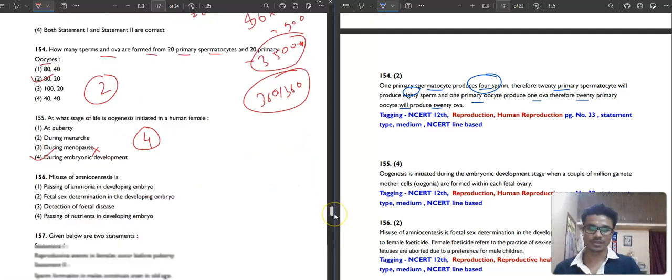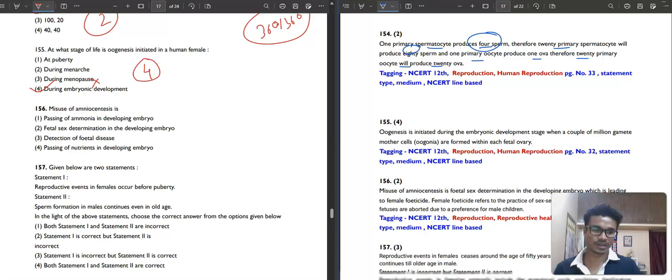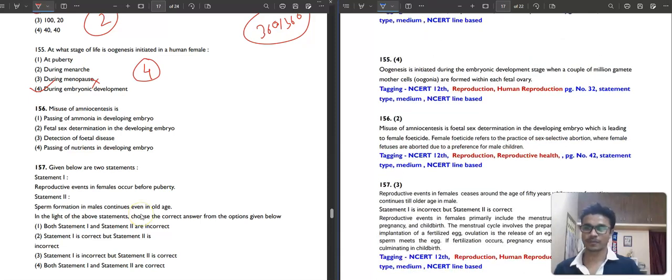Then question number 156. It is asking about misuse of amniocentesis. What is amniocentesis? That is a process to detect something. Passing of ammonia in developing embryo? That is actually not a misuse. Fetal sex determination is banned in India, so this is a misuse, because that leads to female feticide. Detection of fetal disease is absolutely correct, that is the correct use of amniocentesis. Then congenital abnormalities, cardiac abnormalities, anything you have. Passing of nutrients in developing embryo? No. So this is also a use of amniocentesis. And what is the misuse? That is the fetal sex determination. So second option is your correct answer.